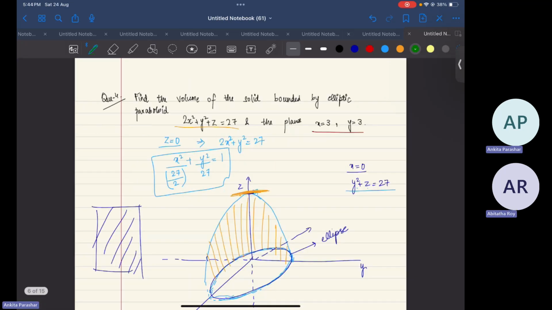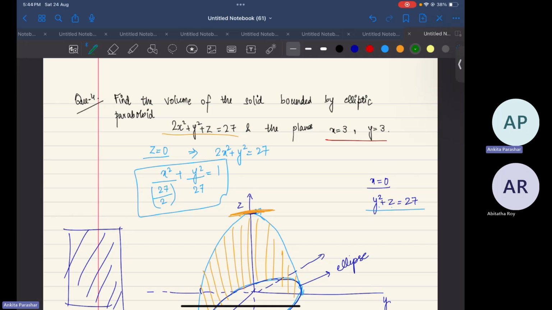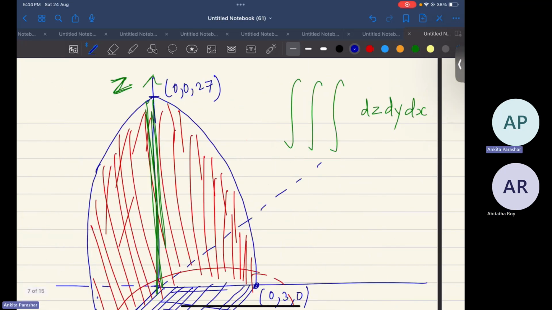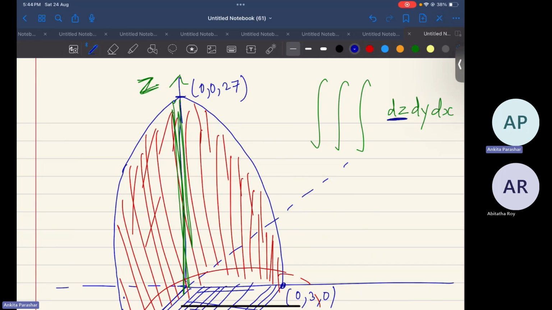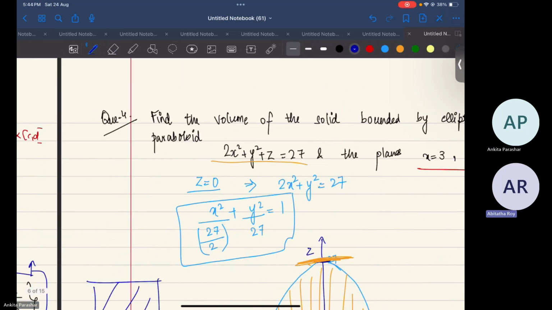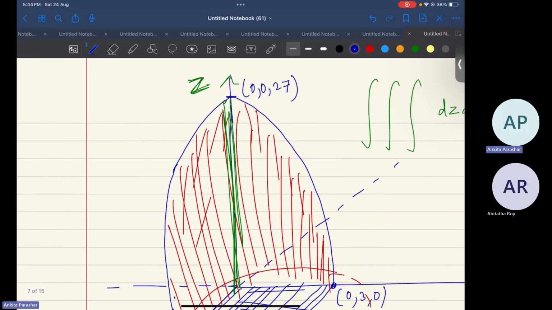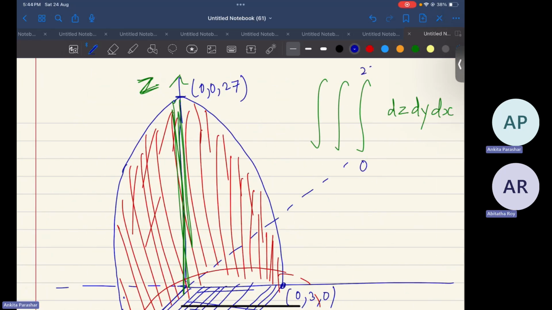I think it's written here. So from here, can you compute what is that? From 0 to 2x square plus y square plus z minus 27. Well, if it is a limit of z, we have what should be that? Compute the thing for z. So what is that? Z equal to 27 minus 2x square minus y square. It should be okay, right? Yeah. So your function is being bounded from 0 to 27 minus 2x square minus y square.